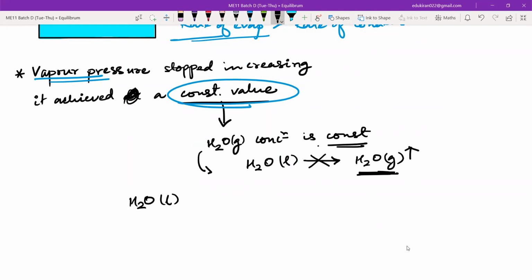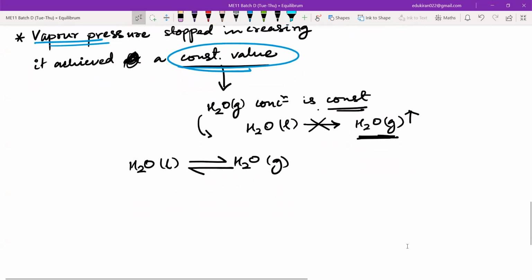H2O liquid is still getting converted to H2O gas. And the H2O gas is still converting to H2O liquid, which is balancing out. And the rate of these two things, the rate of evaporation and the rate of condensation, is equal. That is why we have a constant value of the vapor pressure.